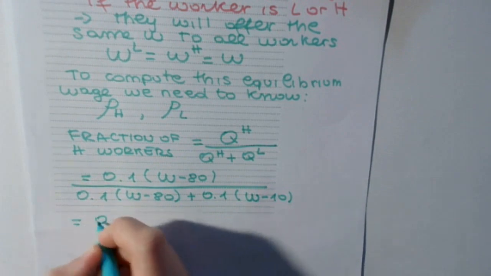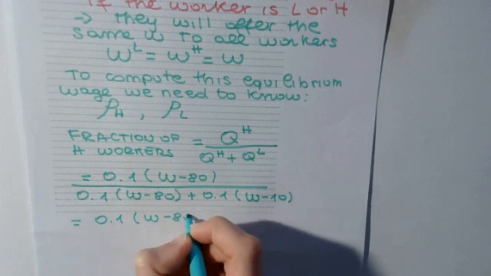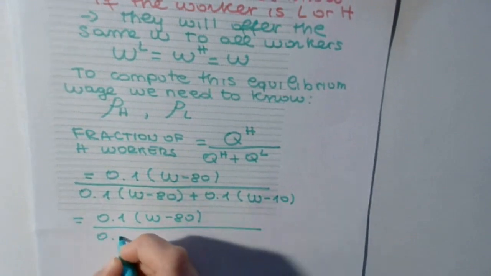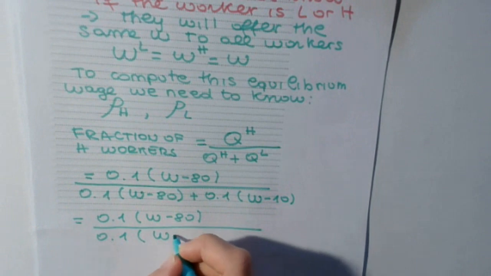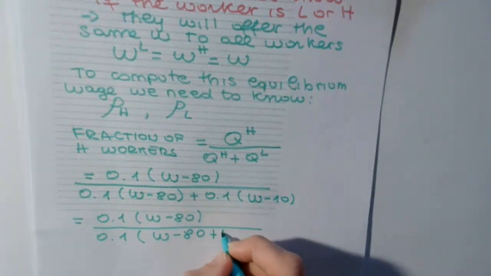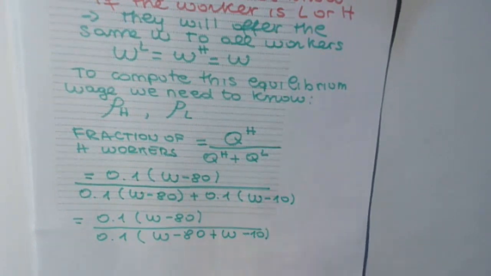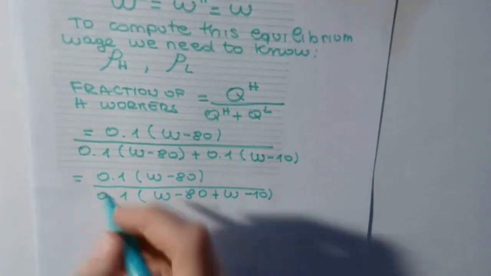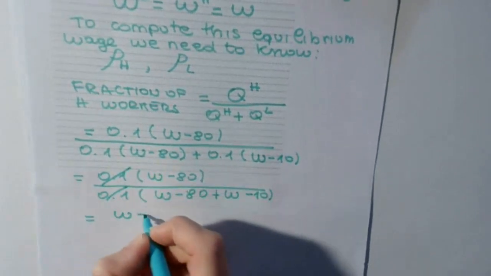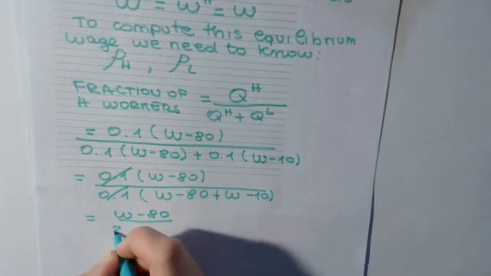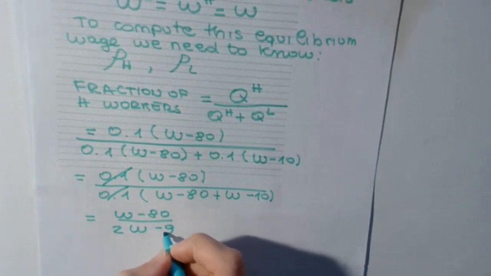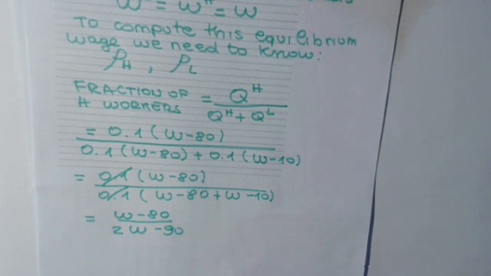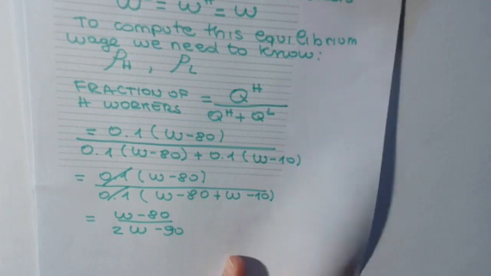So we compute a bit here. We can write it better as 0.1 that multiplies (W minus 80) plus (W minus 10). Okay. We can simplify here and we get W minus 80 over 2W minus 90. Okay. And that's the fraction of H workers. We now want to find the fraction of L workers, and we repeat the same reasoning.